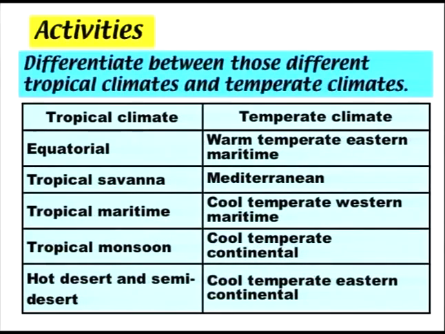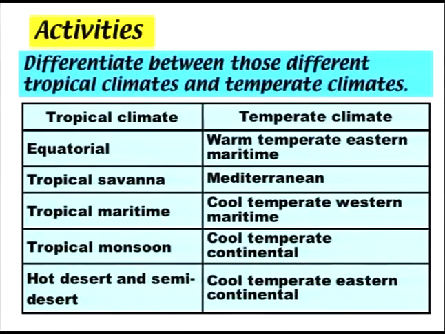So what you could do is you could pick up a pair of tropical climates and see if you can work out what is the difference between equatorial and savanna. What is the difference between monsoon and tropical deserts? What is the difference between equatorial and tropical deserts? That's what I am making reference to on differentiating between those different types of climates.